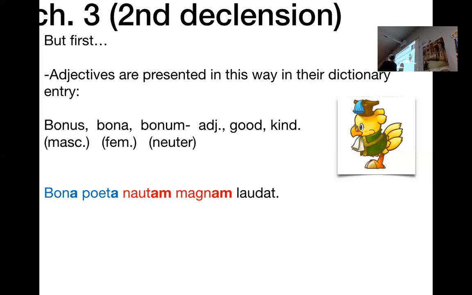We call these noun phrases when a noun has an adjective or two modifying it, because sometimes they'll have two adjectives modifying it. We call that a noun phrase. So it's not just one noun, it's the noun and its buddy or buddies. So nautam and magnum, they have the AM ending. So Maddie, what case is that? If this is nominative subjective case, what the heck is magnum nautam doing?